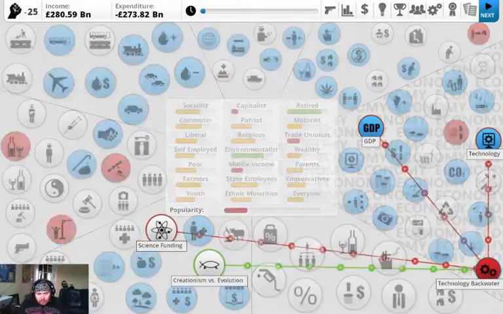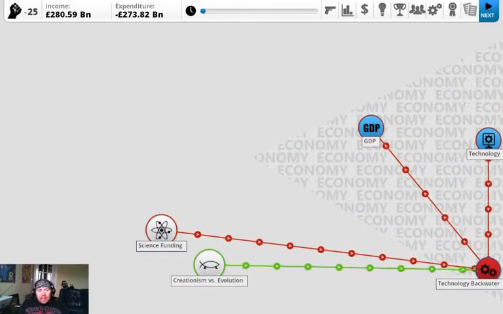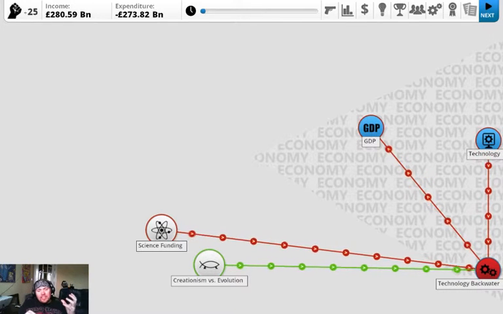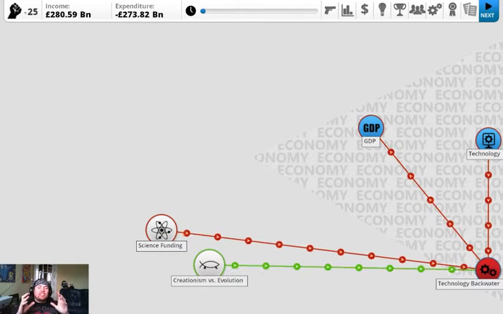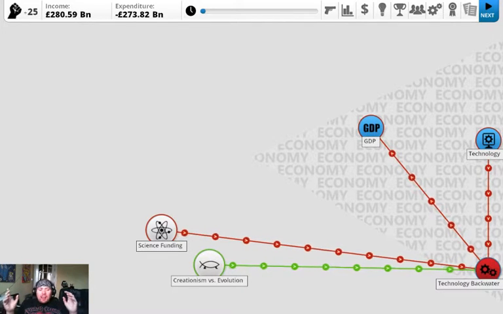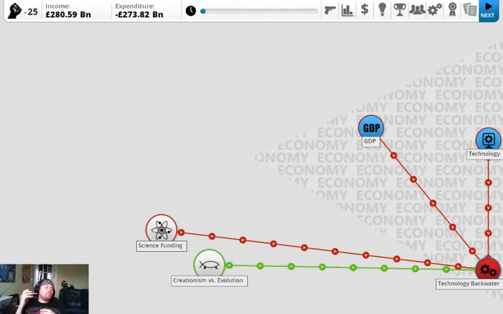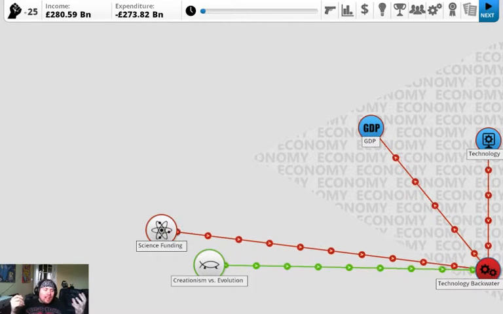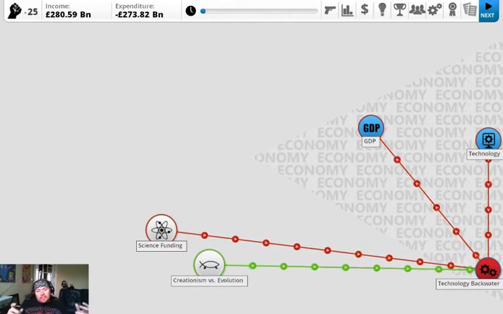Other things, technological backwater, and this is caused in part by science funding being low. So science funding being low makes us that technological backwater. Creationism versus evolution. This is about teaching in schools. The more evolution that you teach, the higher the science level is, and the lower the technological backwater is, but that would have a backlash against the religious voters. Creationism, high on the religious vote, but obviously it reduces the science.